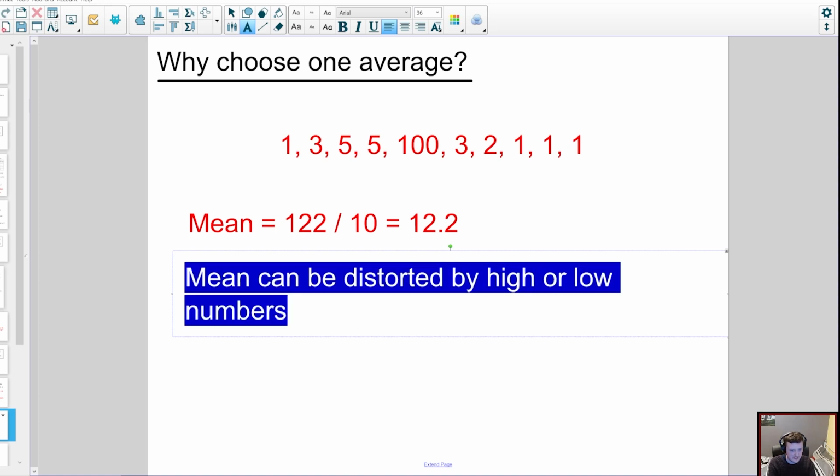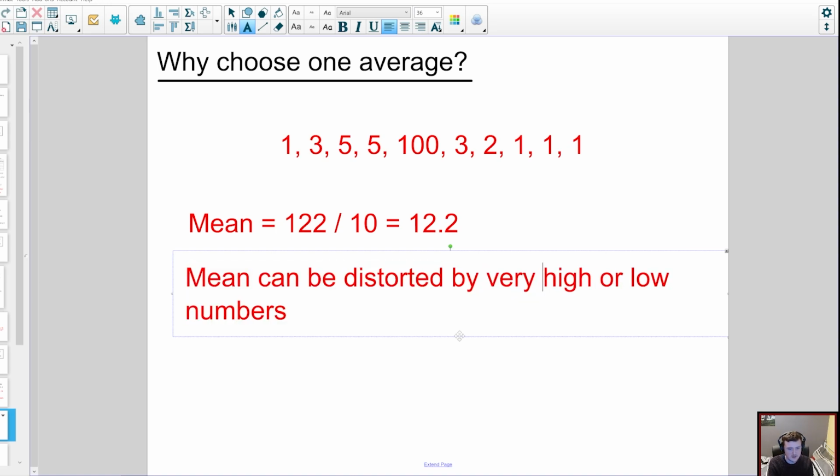I'll put the word very in here, because very high or low numbers, so like this 100, essentially drag the mean way up here when it's supposed to be more down here. And so the mean can be distorted by very high or very low numbers. That's why we don't like it that much at level 2 when there is a wide range of numbers. We'll get to the range in a second, but when the range of numbers is very high, we don't like to use the mean.